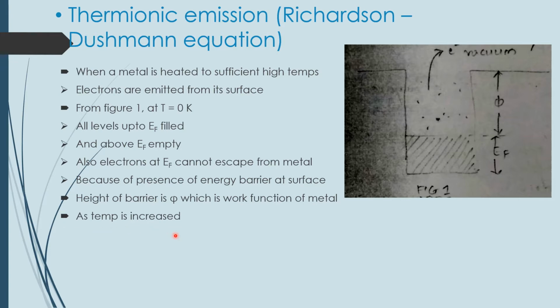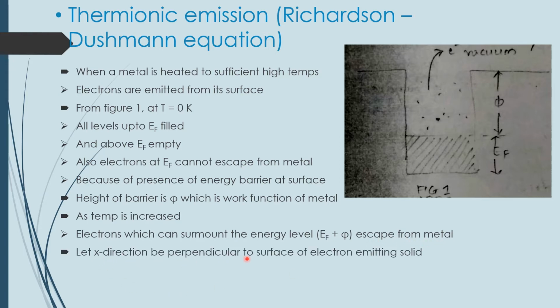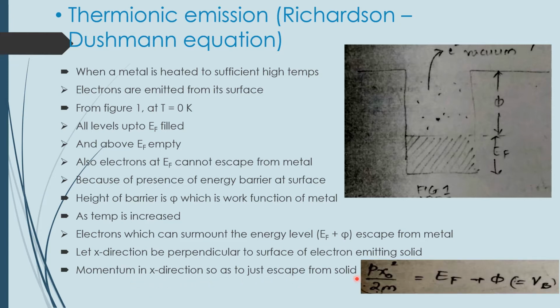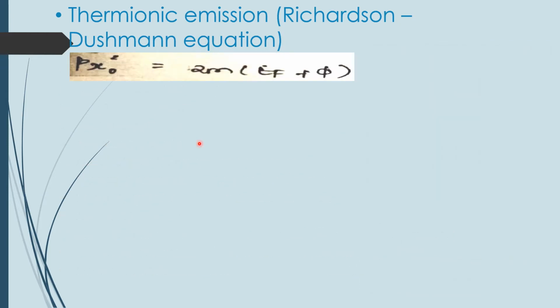As temperature is increased, electrons which can surmount the energy level EF plus phi can escape from the metal. Let the x direction be perpendicular to the surface of the electron emitting solid. The momentum in the x direction so as to just escape from the solid is given as Px0 square by 2m equal to EF plus phi. EF plus phi is the barrier height VB. So this can be written as Px0 square equal to 2m into EF plus phi.